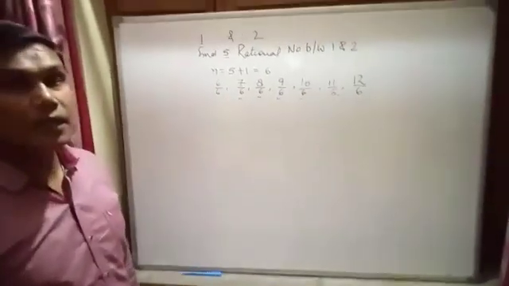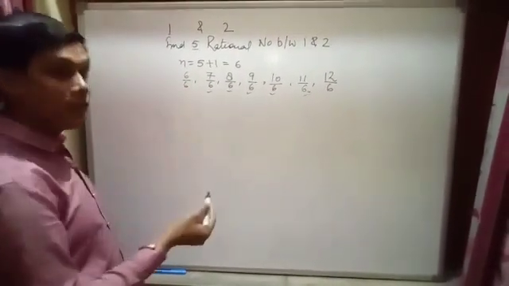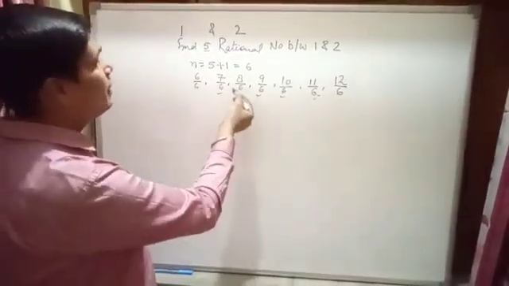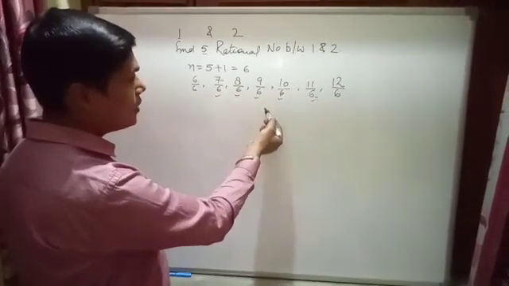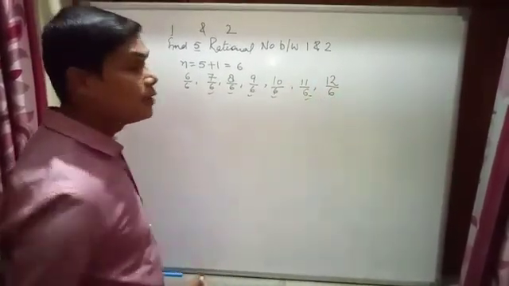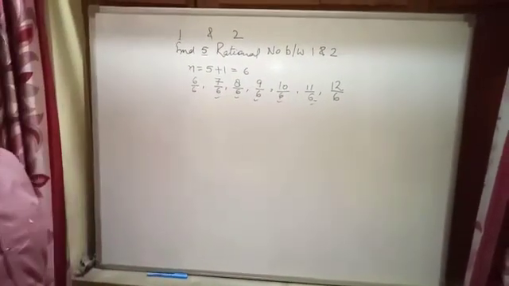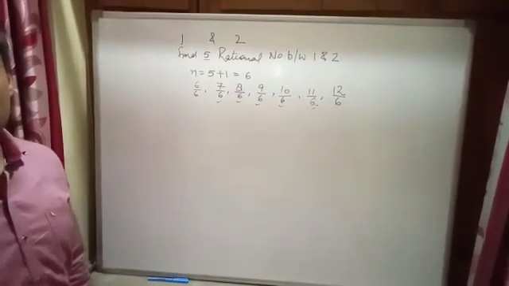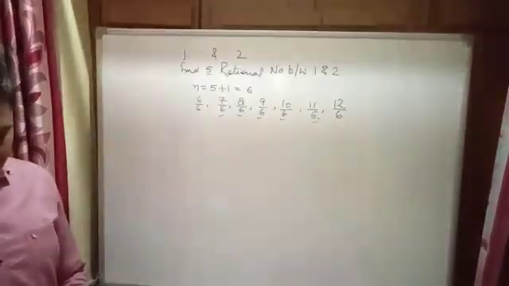Write the numbers in this sequence. The first number is 6 by 6 which is given. The next numbers are 7 by 6, 8 by 6, 9 by 6, 10 by 6, 11 by 6, 12 by 6. These are the five numbers you have got. This is a simple process. You can use it.